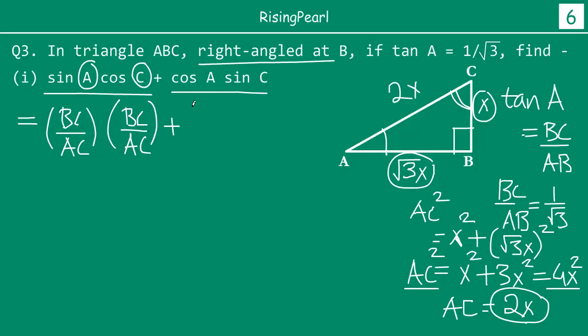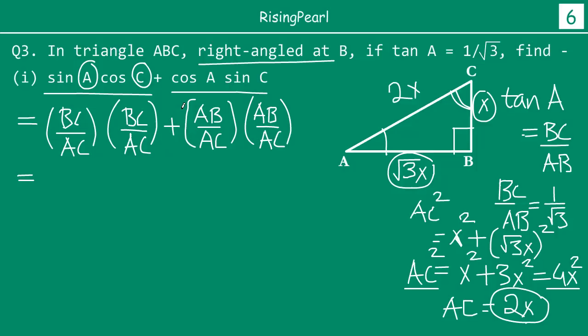Plus, now going back to cos A. Cos A will be AB by AC, and sine C. So sine C here will be AB by AC. Why? Because sine is the opposite side by hypotenuse.